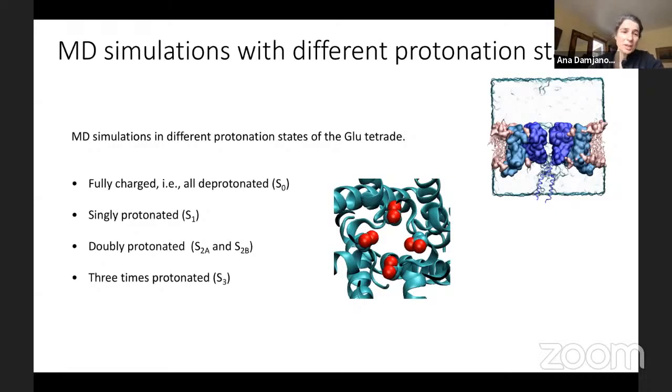So I just want you to remember here that S0 we are denoting the state that's fully deprotonated. So you can think of it as 0 protons. And then S1 is singly protonated, so 1 proton. And then we have S2 states and S3 states with 3 protons.